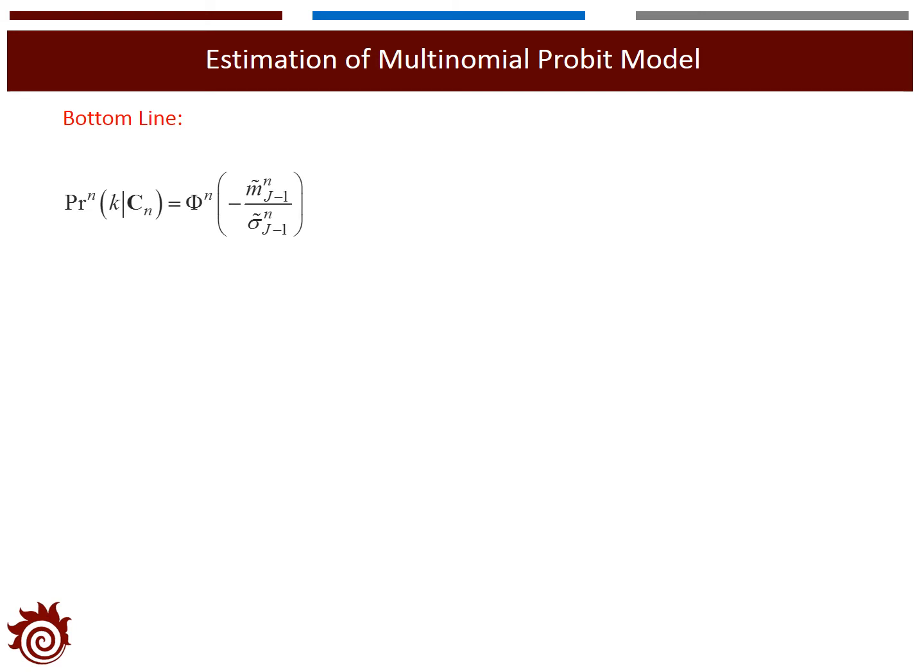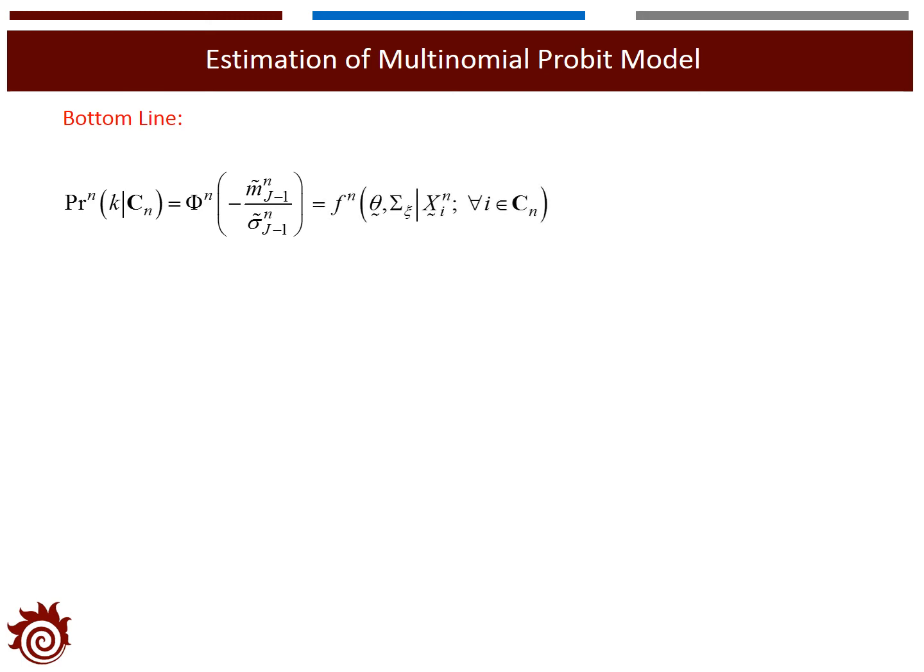So eventually we will get the probability of taking alternative k as phi of minus mj minus 1 tilde over sigma j minus 1 tilde. Here mj minus 1 tilde is the mean of the variable zj minus 1 tilde, and sigma j minus 1 tilde is the variance.